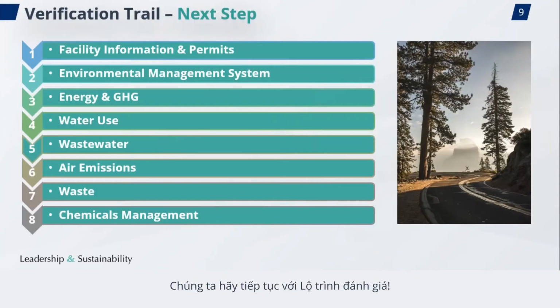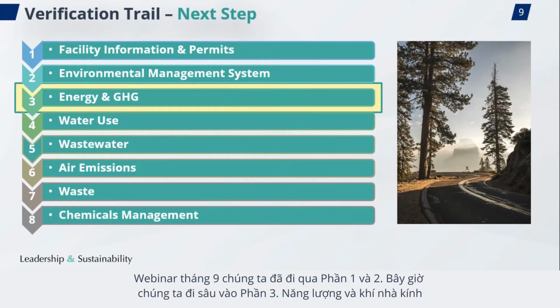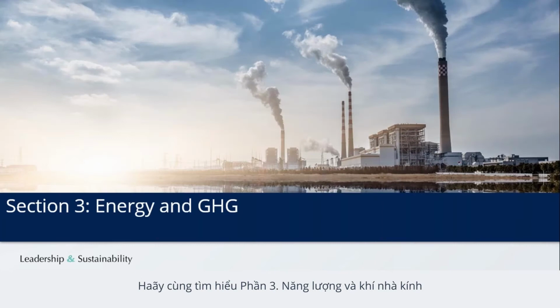So let's continue on the trail. Here you can see an overview of all the sections that are included in the FEM module. On September 3, we went through sections 1 and 2, and now we move on to the third section, energy and greenhouse gas. So let's have a look at the third section, energy and greenhouse gases.